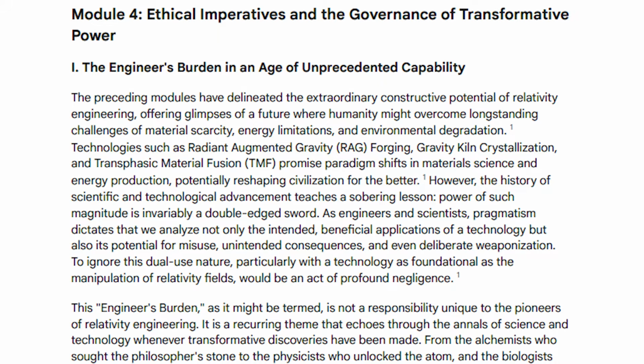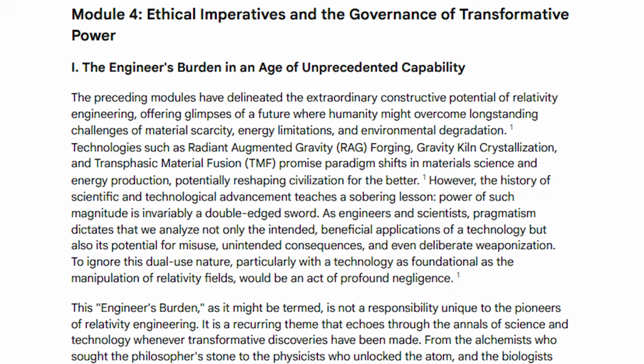However, the history of scientific and technological advancement teaches a sobering lesson. Power of such magnitude is invariably a double-edged sword. As engineers and scientists, pragmatism dictates that we analyze not only the intended, beneficial applications of a technology, but also its potential for misuse, unintended consequences, and even deliberate weaponization. To ignore this dual-use nature, particularly with a technology as foundational as the manipulation of relativity fields, would be an act of profound negligence.